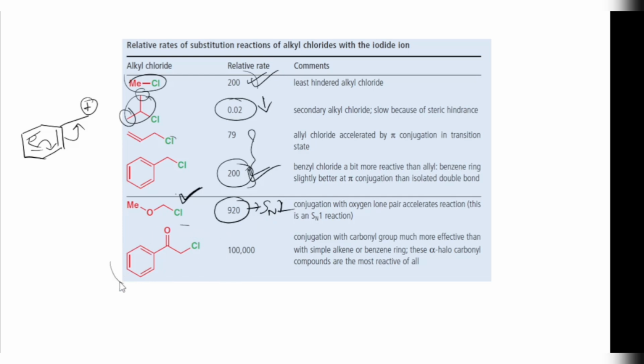Now this one we just discussed, that is alpha chloroacetophenone. It is showing a very high tendency of SN2 reaction. Then we'll move on to the next thing, that is electronic factors. Okay, I will first discuss the stereochemistry. Afterwards, I will discuss the electronic factor. Stereochemistry.